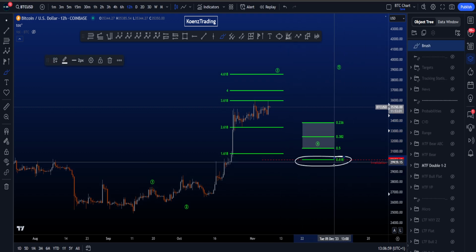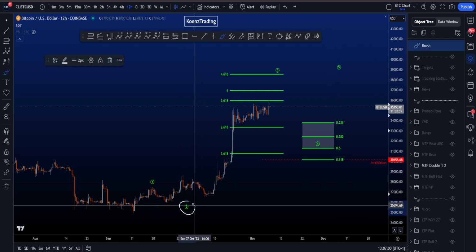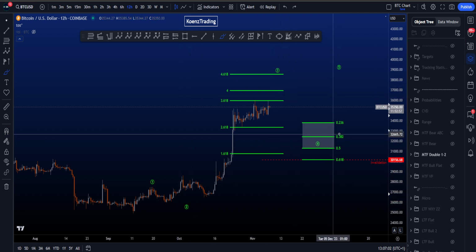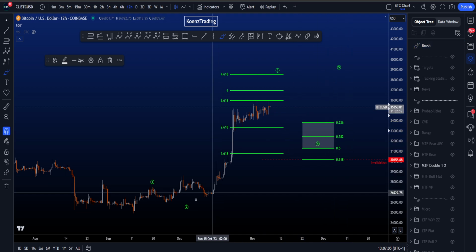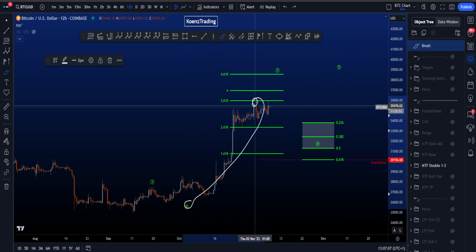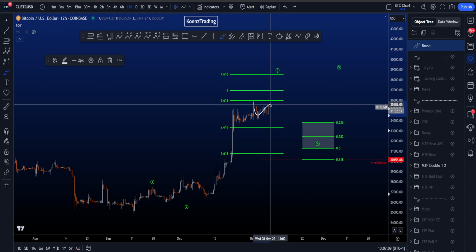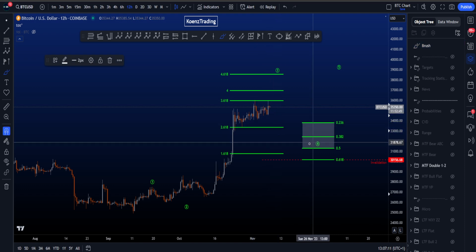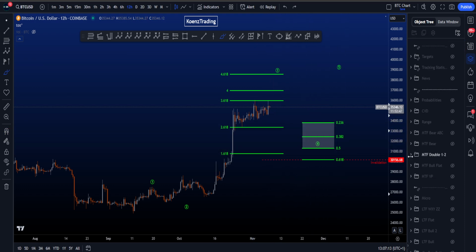Usually the invalidation is price hitting the golden pocket pulled from the low of 2 to the high of wave 3. And currently, these fibs are pulled from the low of 2 to the current high that we have on the chart. So in case price does move to the downside, then we can keep an eye on these levels over here.